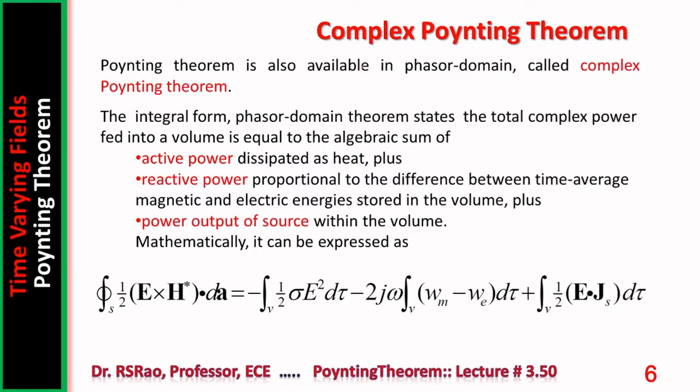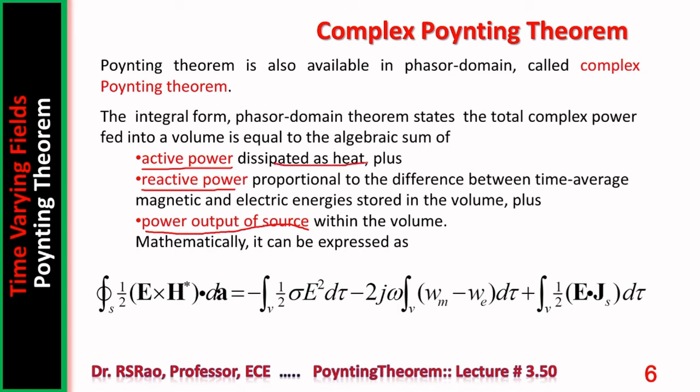Now we spend some time on another form of Poynting theorem, called complex Poynting theorem. Poynting theorem is also available in phasor form. Then it is called complex Poynting theorem. The integral form, phasor domain theorem, states that the total complex power fed into a volume is equal to the algebraic sum of active power, reactive power, and power output of the source.